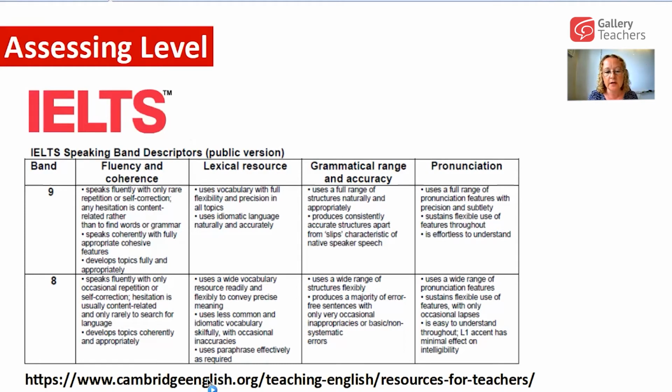So here's an example. You can go onto the resources for teachers and the cambridgeenglish.org page, and you can download many of the exam handbooks for lots of different exams. This is an example from IELTS. Here it shows what somebody needs to do for a band 9 or a band 8. Obviously, many students need, for example, 6.5. So you might want to see what's the difference between a 6.5, 7, 5.